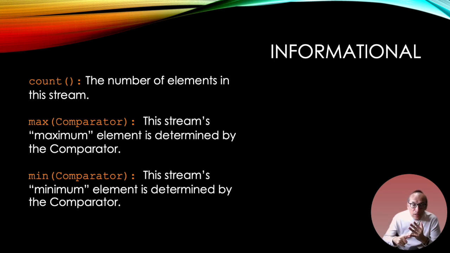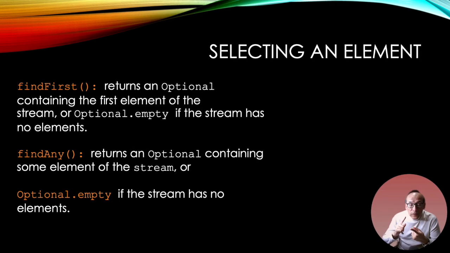Sometimes you just want some metadata. How many are in there? What's the max? What's the min? That's available too. What's the first one in the stream that matches this criteria? It'll get you that, or an optional empty. Find any of them that meet this criteria, or you get an optional empty. So you can select items from a stream using some of the find methods.